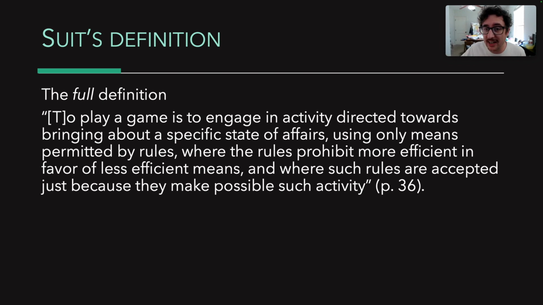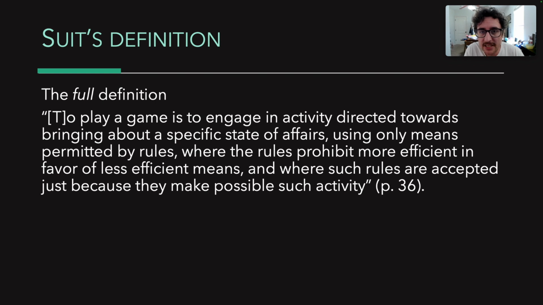If the finish line is across a field, for instance, well, the rules say you have to stay on the track and you're not allowed to go across the field. The rules prohibit that more efficient way, that quicker way to get to the finish line. And where such rules are accepted just because they make possible such an activity. So the idea is you're playing a game when you accept that rule of not cutting across the field simply because you want to engage in the activity of racing, for instance.